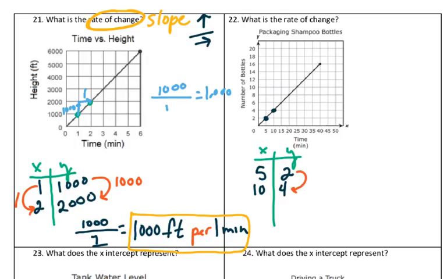change in y. How much did your y's change? Over change in x. How much did your x's change? You will get a fraction. Let it be a fraction. That's fine. Fractions are perfectly fine in this chapter. So you'll write that fraction, and then you'll write bottles, because that was the change in y, per minute. So they're packaging shampoo bottles, something bottles per something minutes. You can leave it as a fraction. Very easy. Rate of change, slope, change in y over your change in x.